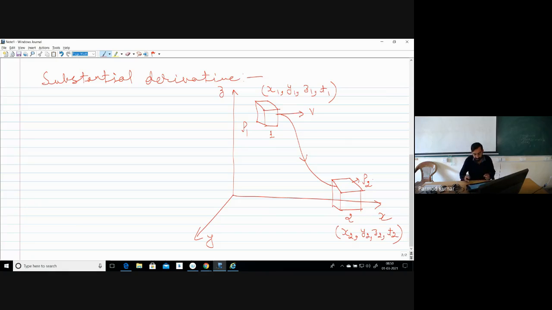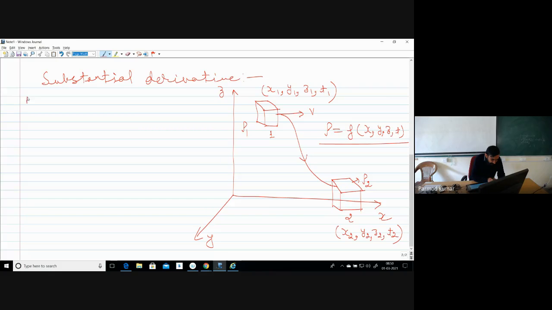And what I am saying is that the flow field in which this fluid element is moving is such that the properties inside it vary with space and time. So I can say that density will be a function of x, y, z, and t. So density will have functional dependence on all the spatial and time parameters.